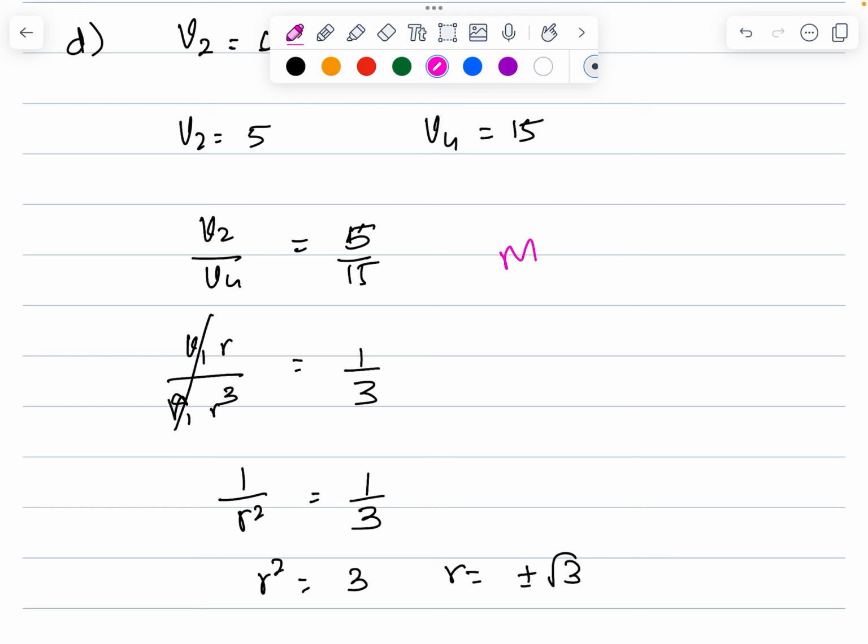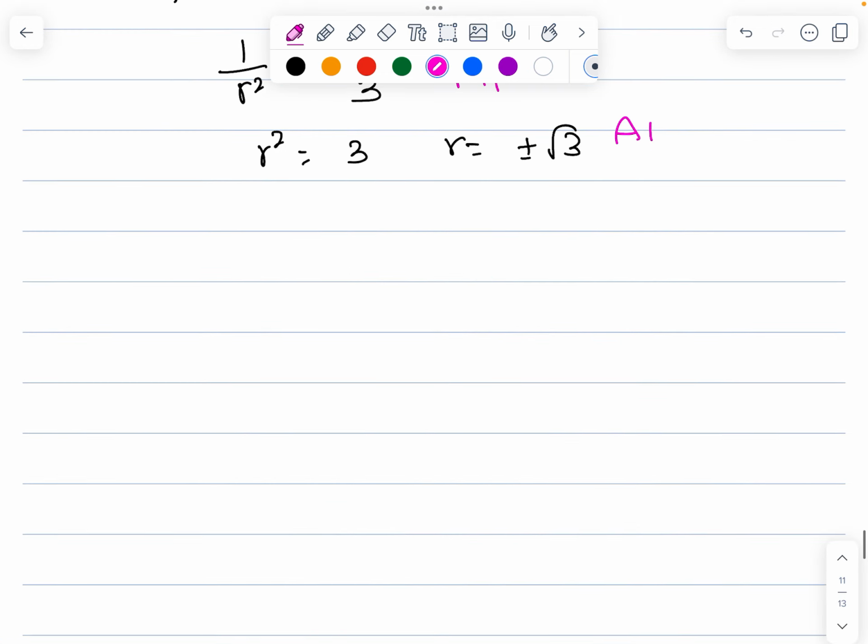So M1, M1 and an A1. Next part of the question, given that V99 is less than 0, find the value of V5. So part E, V99 is less than 0. It implies the common ratio is less than 0. So V5 will be equal to V1 times R to the power of 4.